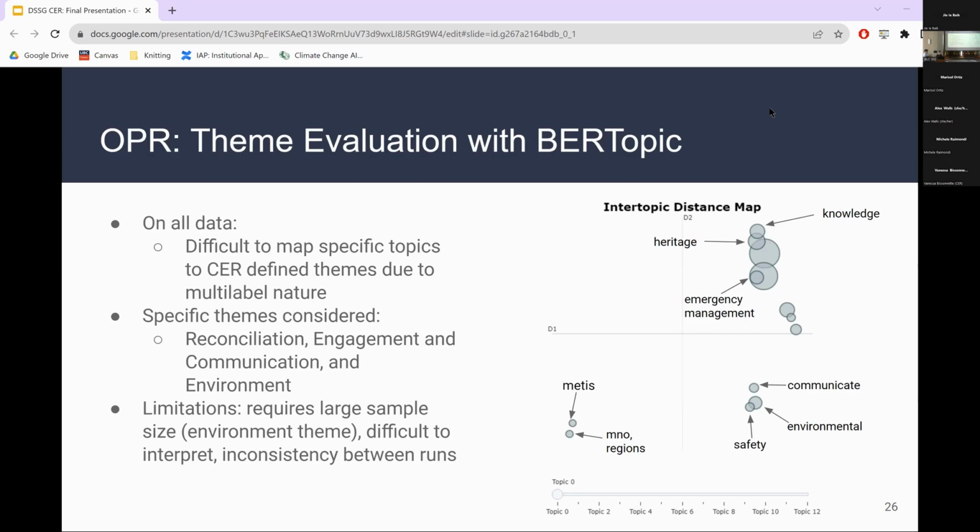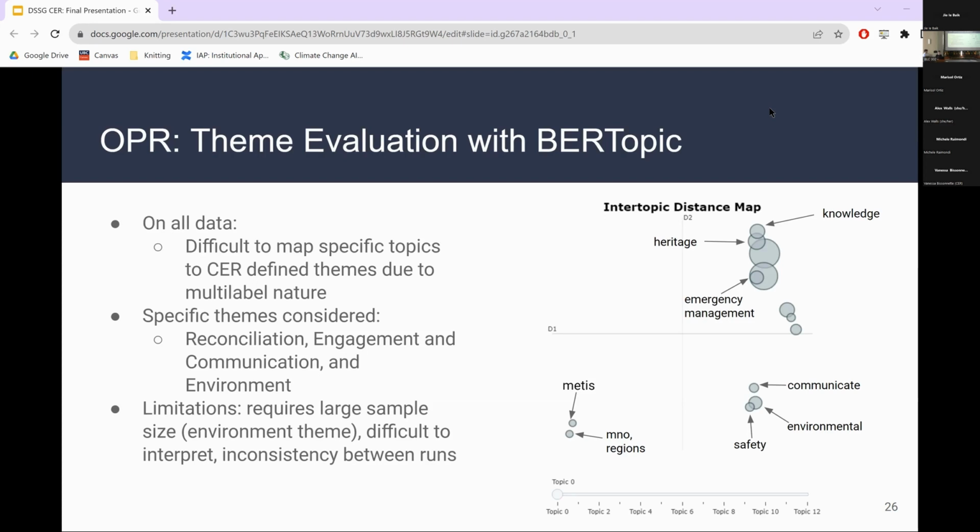One specific thing I'd like to point out is the little cluster in the bottom corner with Métis, MNO, and regions as some of the keywords provided by BERTopic. This is really interesting because it points to maybe a difference in questions or concerns or considerations of the onshore pipeline regulations from Métis nations compared to other indigenous groups or First Nations.